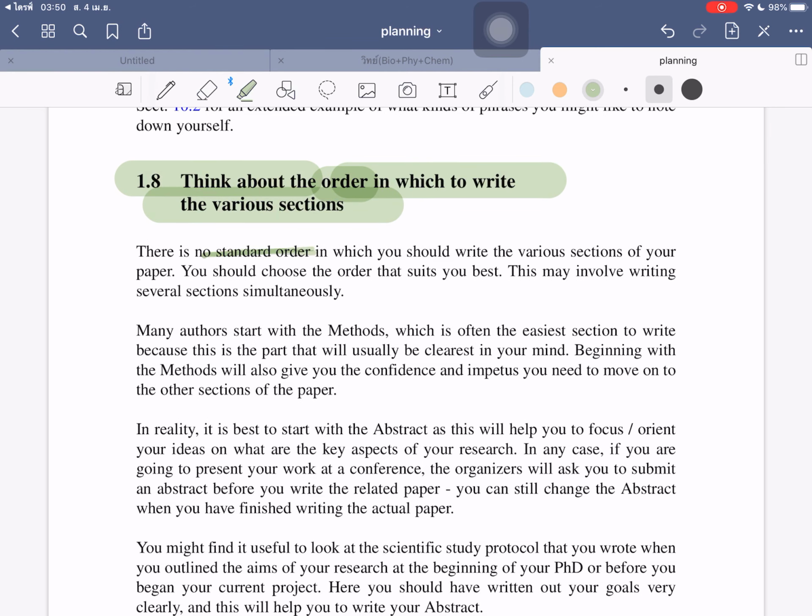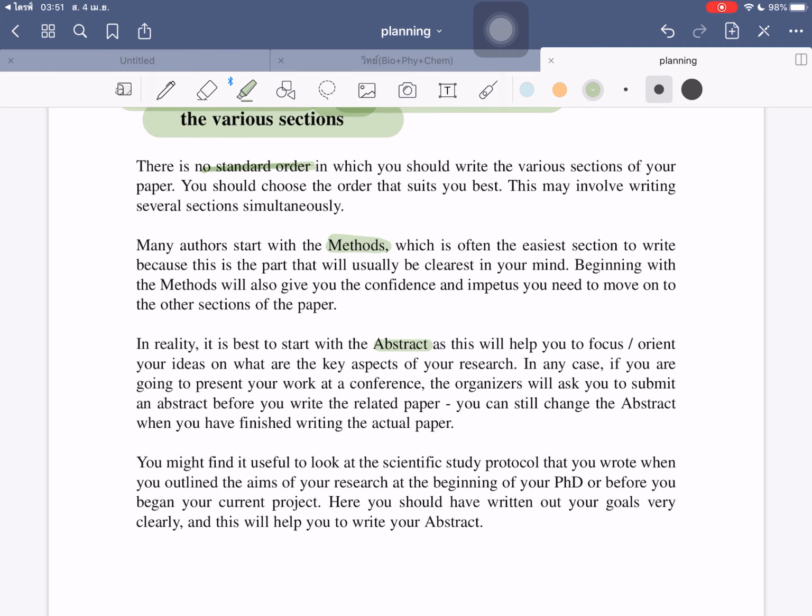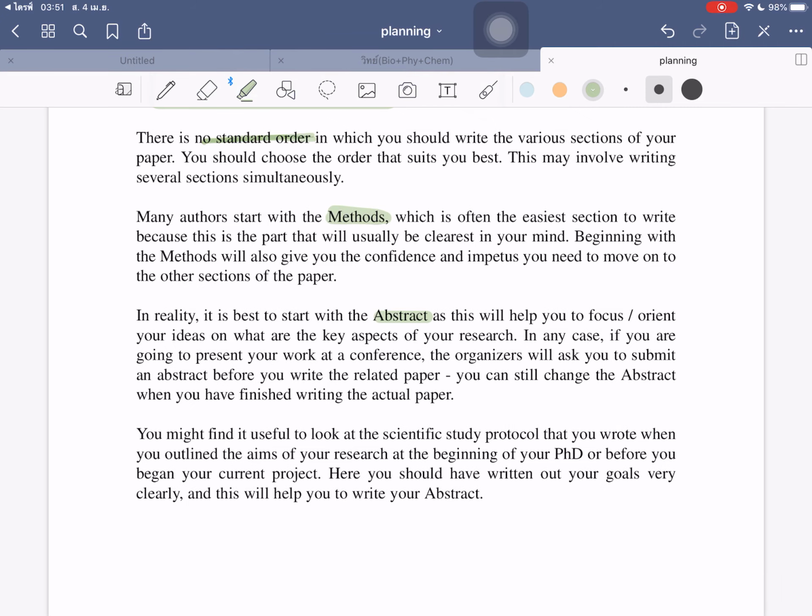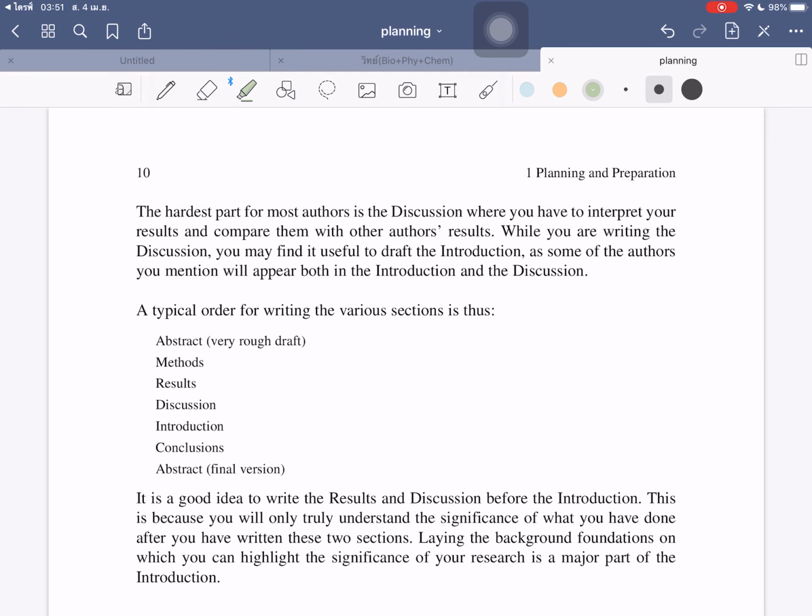Many authors usually start with methods, the easy section to start with. And sometimes some papers start with abstracts. And then you have to think about the protocol, the scientific study protocol that you wrote when you outlined the aim of your research, and then you look at this part in detail. Okay, let's move on to the next page. Actually, when you listen to my lecture, you have to read it over again in your own time, outside the classroom.